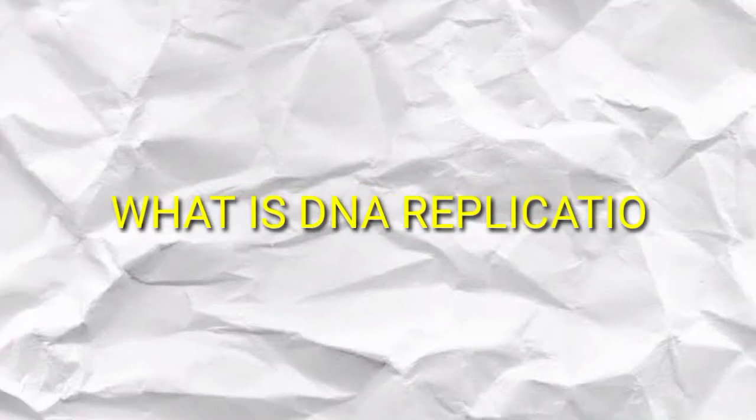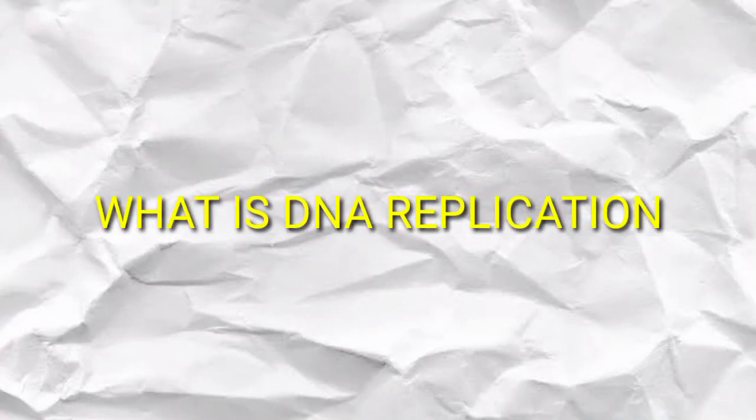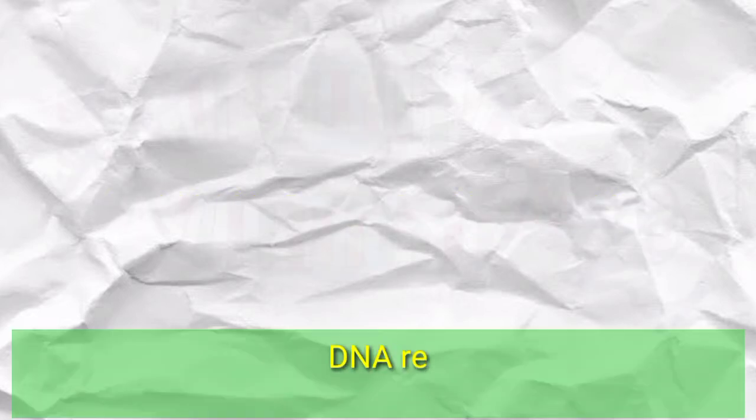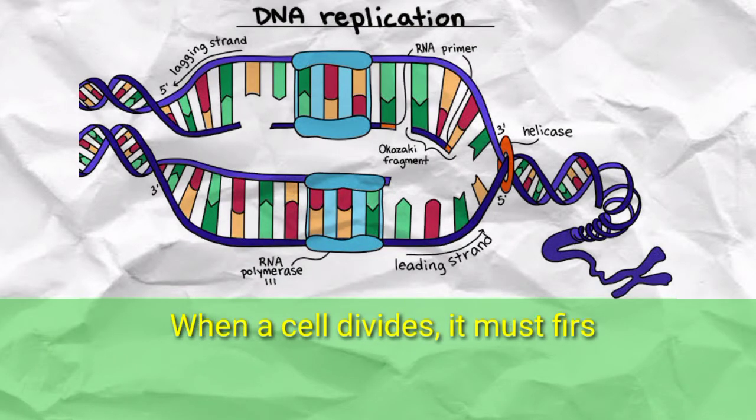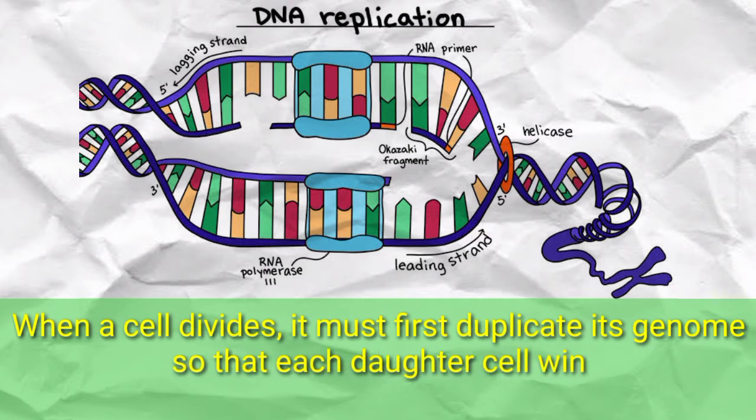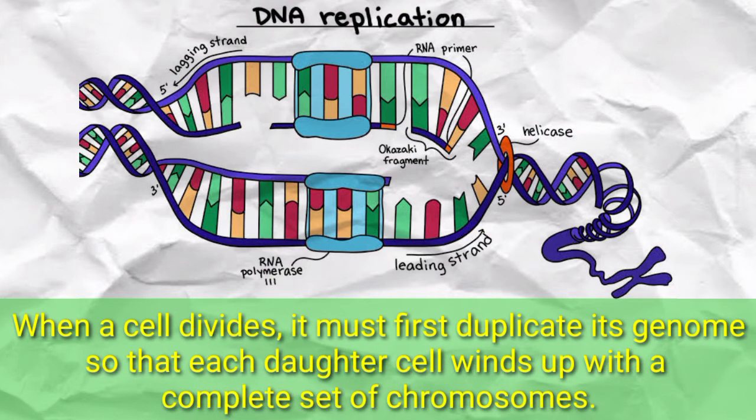What is DNA replication? DNA replication is the process by which a molecule of DNA is duplicated. When a cell divides, it must first duplicate its genome so that each daughter cell winds up with a complete set of chromosomes.